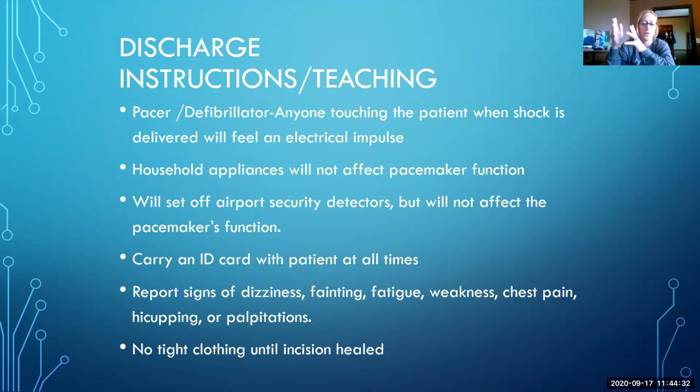Household appliances, like microwaves, stuff like that, are not going to affect the function, so that is fine. They will set off the airport security detectors. It's not going to affect their function, but that's why it's important for them to carry the ID card with them at all times. So if they do go through that airport security and it goes off, they have their ID card. And they should not have the handheld scanners used over the pacemaker, because that can affect its function. So that's why it's important to carry that ID with them. So you can be like, nope, I've got a pacemaker, that's why it went off, and no, do not do that over my pacemaker.